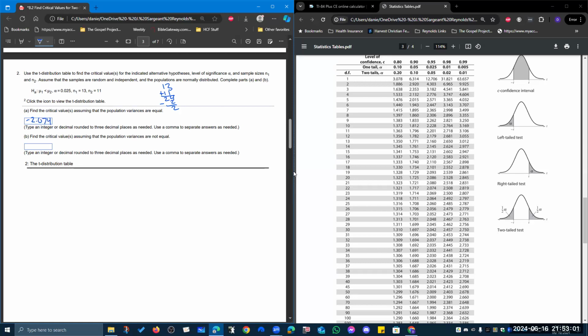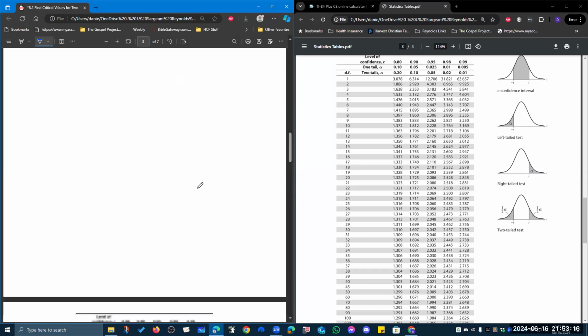And then we're going to take the minimum of 12 or 10, which is 10. Third column, negative 2.228, if the variances are not equal.